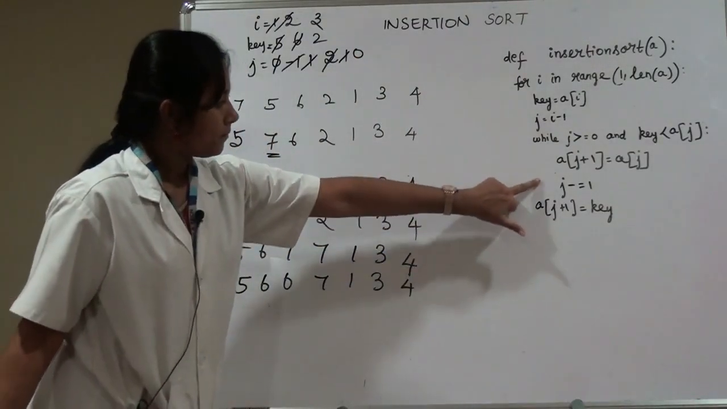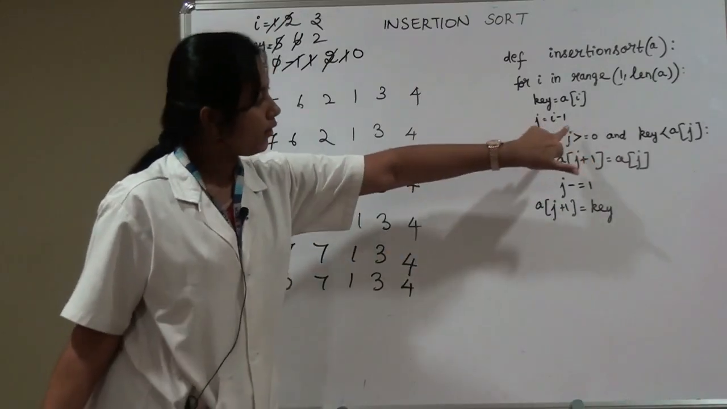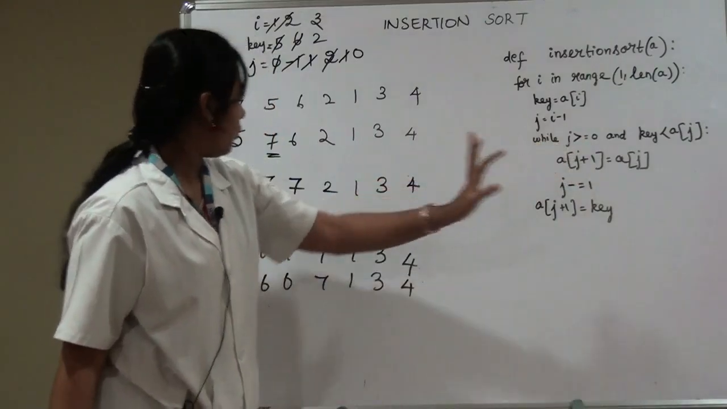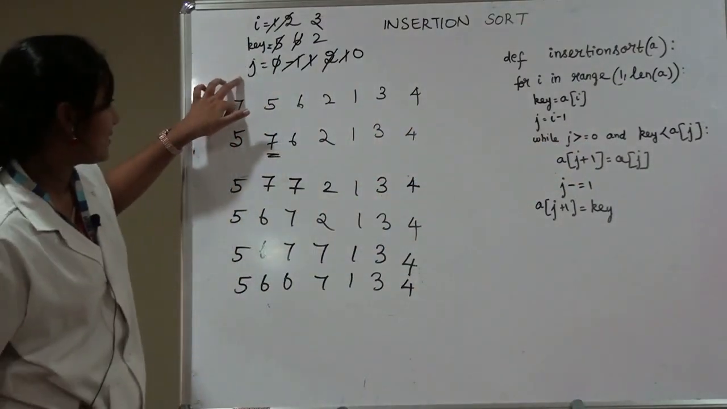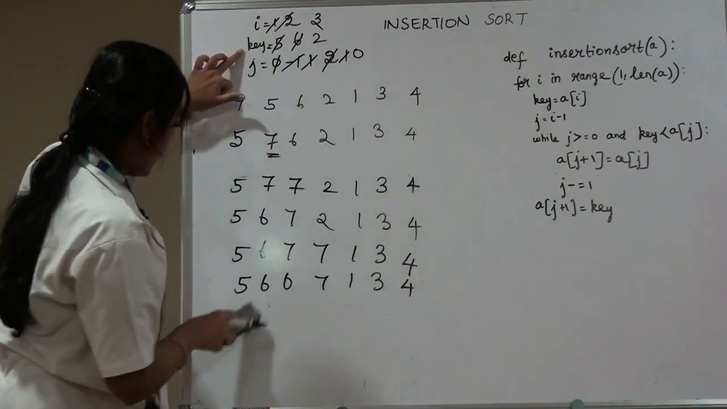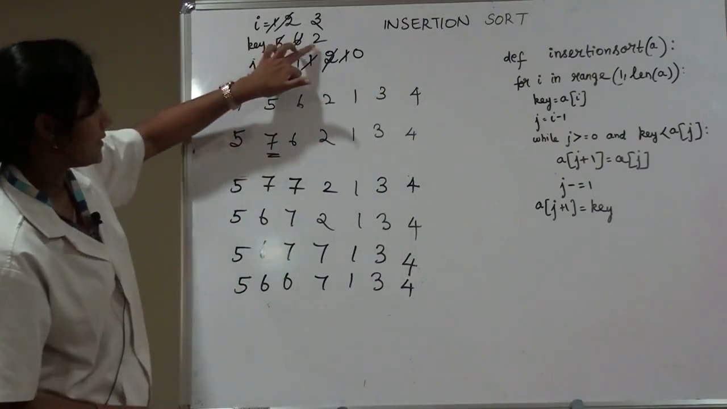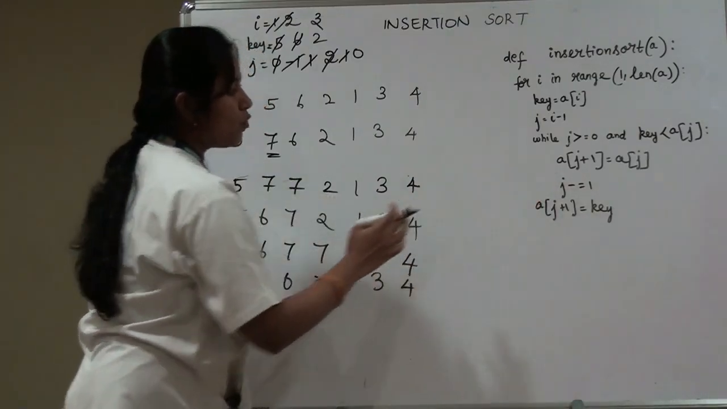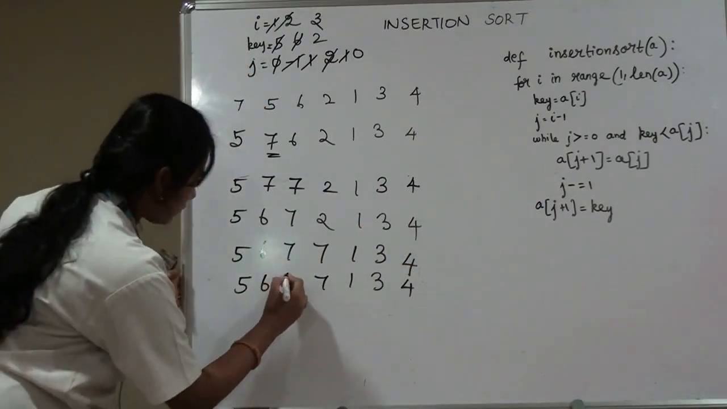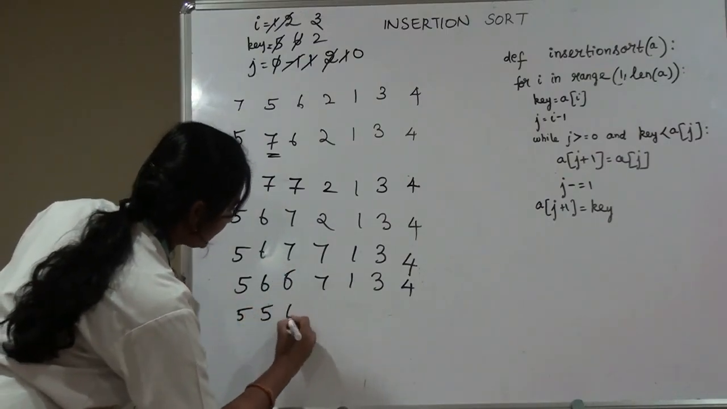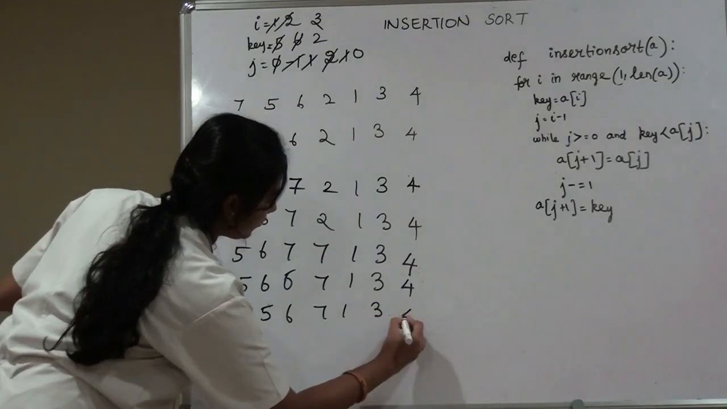Now I am again going back and checking my condition: j >= 0. Again j is 0, so the condition is satisfied. Key is less than A[j]. So A[0] is 5 and key is 2. Again the condition is satisfied. So what should I do? I should move my element to the right. So what will happen? I will get something like this: 5, 5, 6, 7, 1, 3, 4.